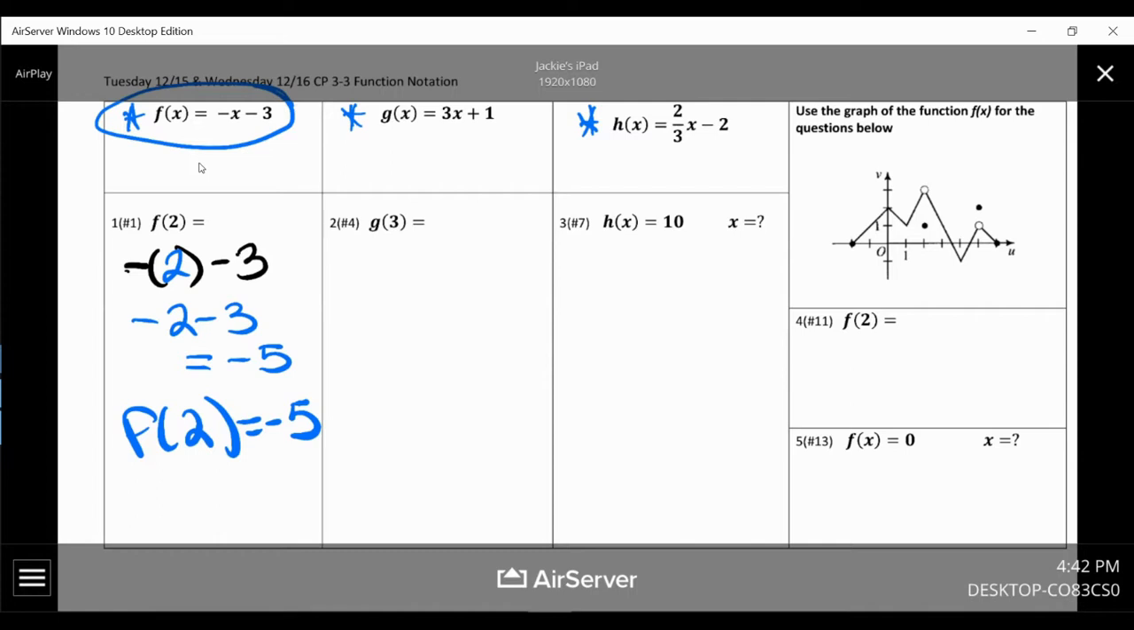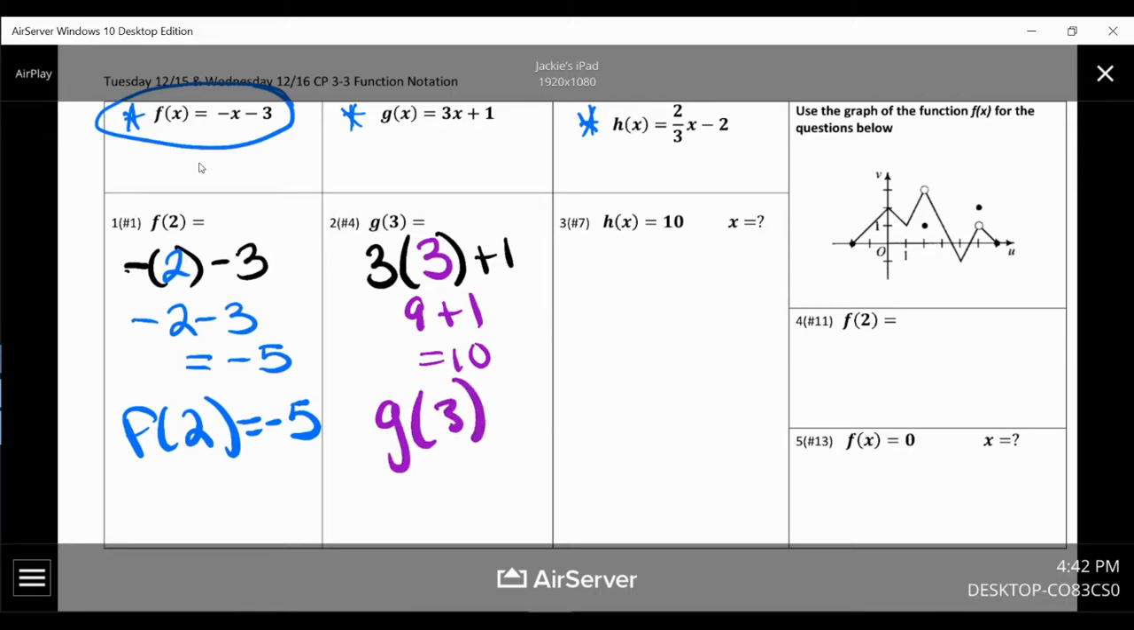For the g of x function, we want to evaluate for g of 3. What's the value of the function when x equals 3? So take the g function and substitute the value of x equals 3, and then evaluate. We get 10, so g of 3 equals 10.